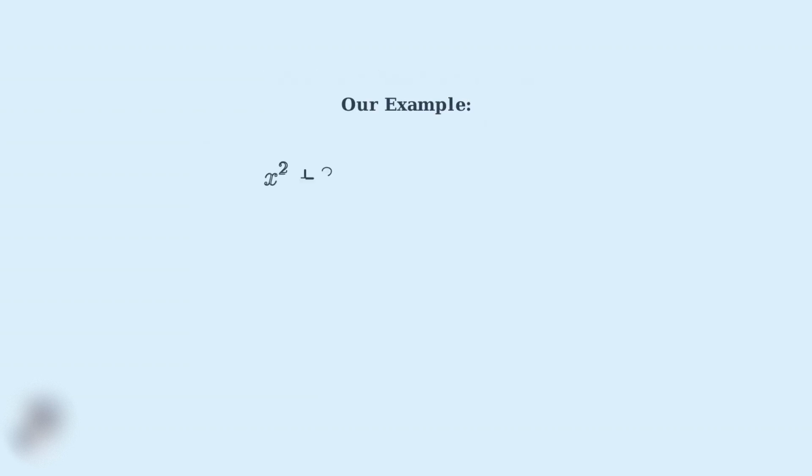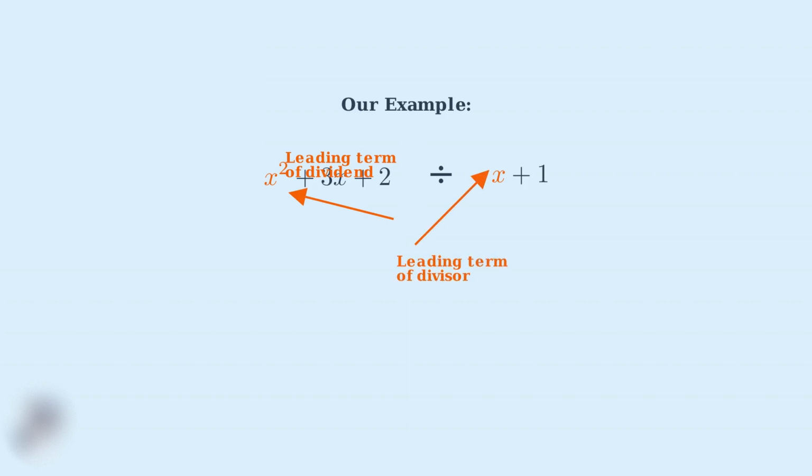Here's our example problem. We're dividing x squared plus 3x plus 2 by x plus 1. Now we need to identify the leading terms in both the dividend and divisor. In our dividend, x squared plus 3x plus 2, the leading term is x squared because it has the highest degree, which is 2. In our divisor x plus 1, the leading term is simply x, which has degree 1.